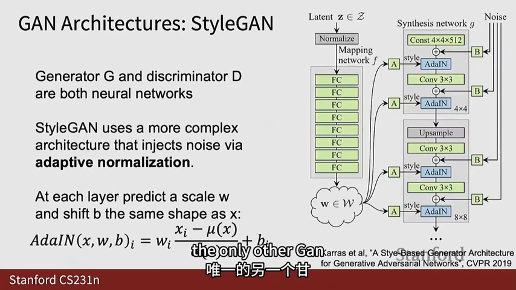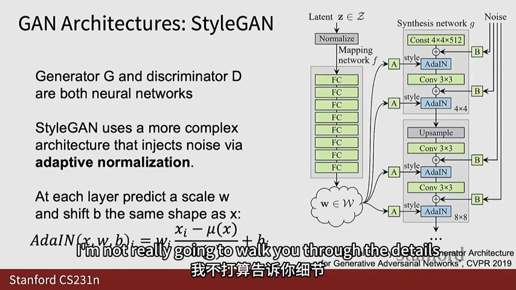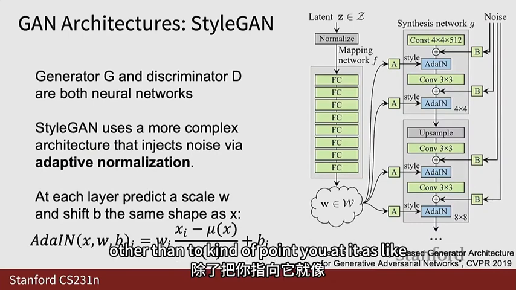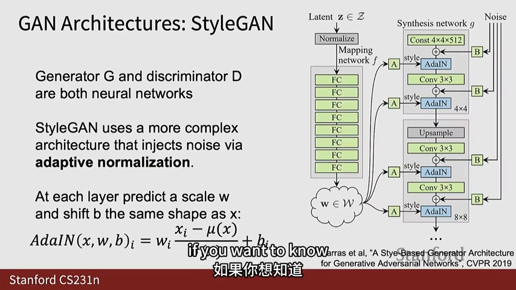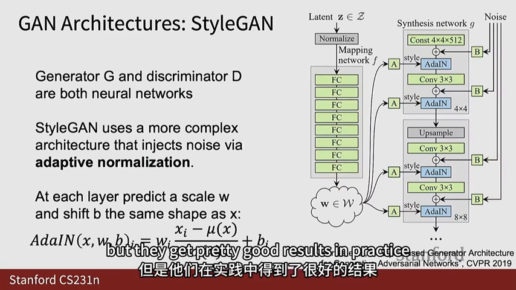And one of the only other GAN papers that I'm going to highlight is called StyleGAN. I'm not really going to walk you through the details of this one, other than to point you at it as a good one to read if you want to know the best practices of GANs. They use a much more complicated architecture, but they get pretty good results in practice.